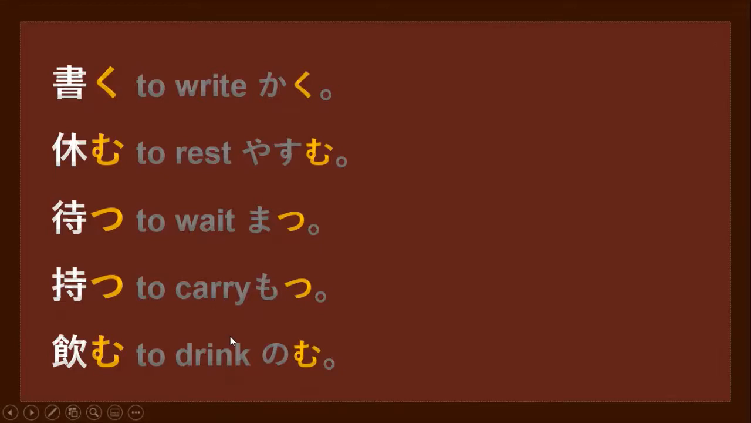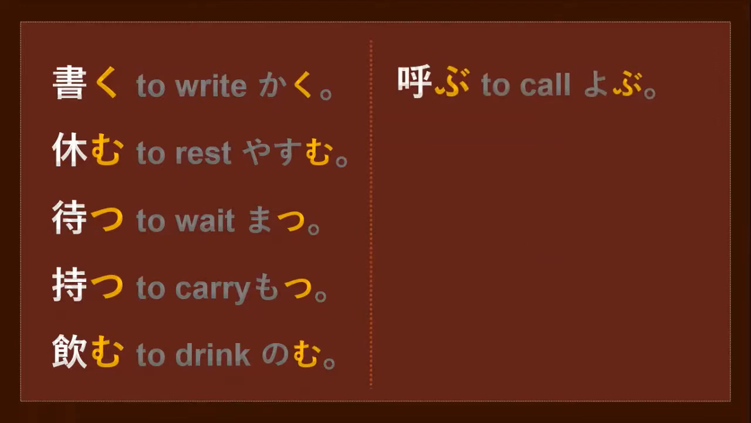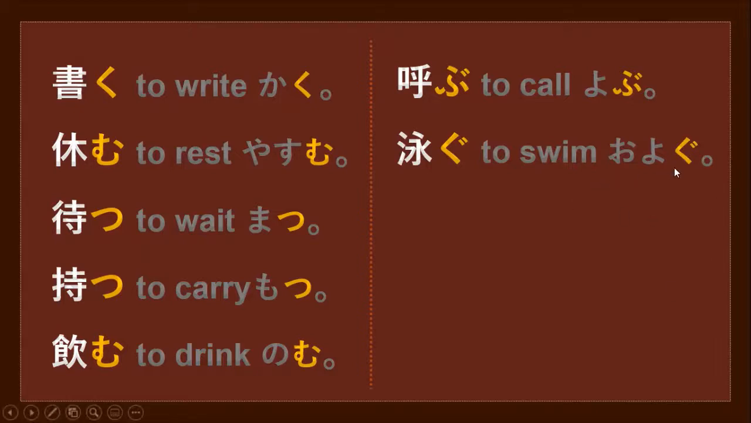So these are the basic dictionary forms. I'll give you more examples. To call is 呼ぶ. And to swim is 泳ぐ. You can also pronounce 泳ぐ with a nasal sound; it has some regionality. In the Tokyo area, instead of gu, we say ng, a nasal sound. That's how the local Japanese speak.